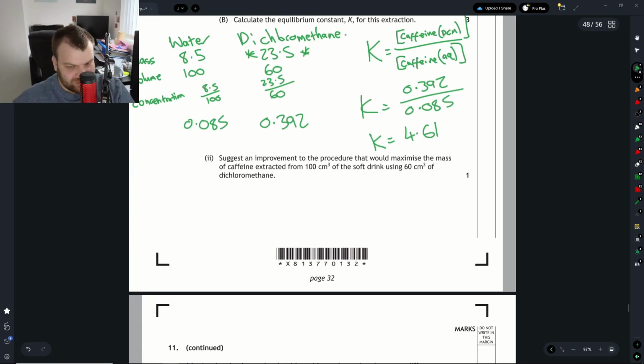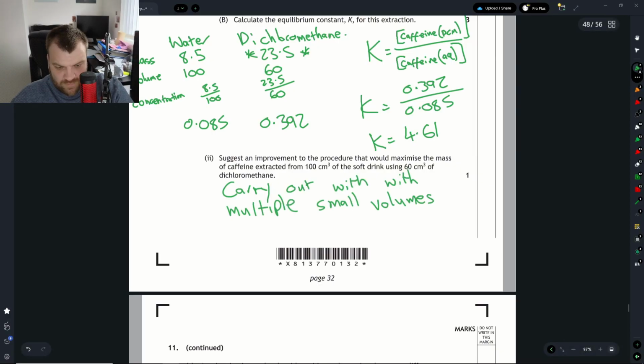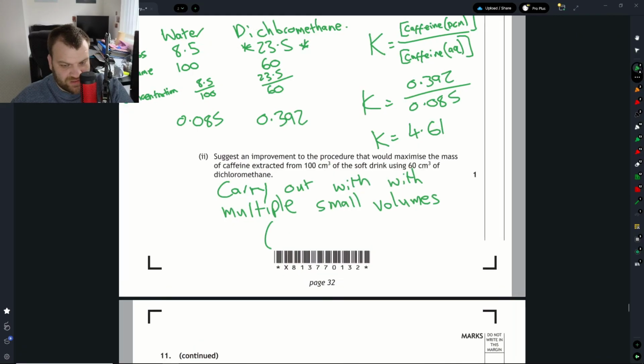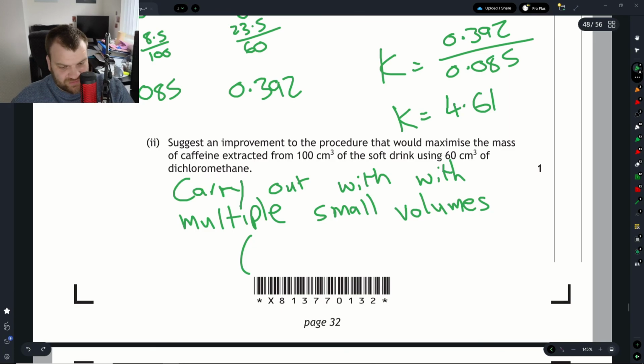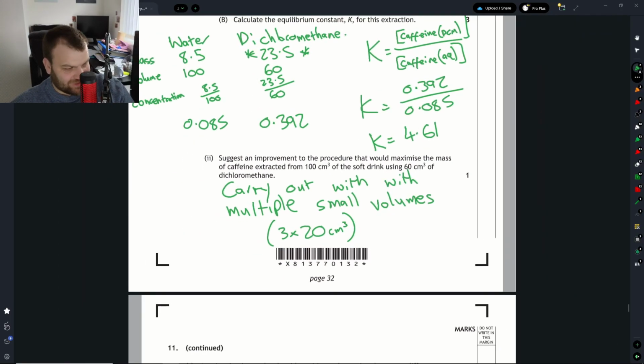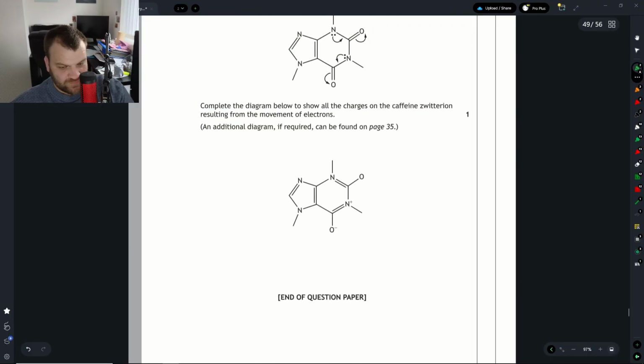An improvement: instead of doing it all as one extraction, we want to carry out the extraction with multiple smaller volumes, and that will give you an overall greater quantity of caffeine extracted. What I mean is, instead of using all 60 together in one extraction with 60 centimetres cubed of dichloromethane, you could do 3 times 20 centimetres cubed, and then combine all the layers, and that would give you a greater quantity that's been extracted.